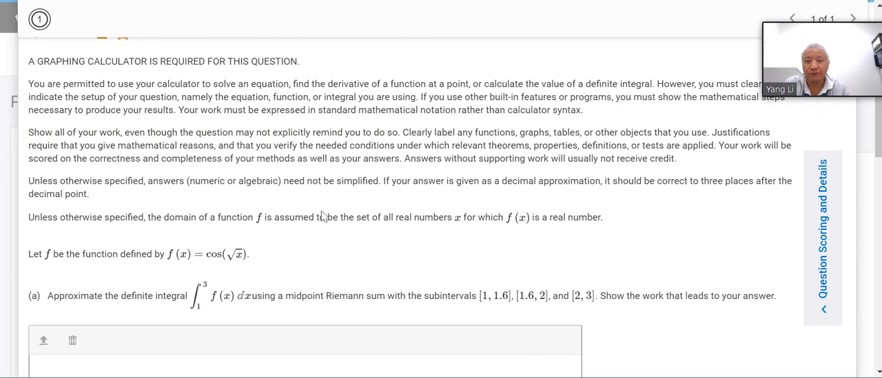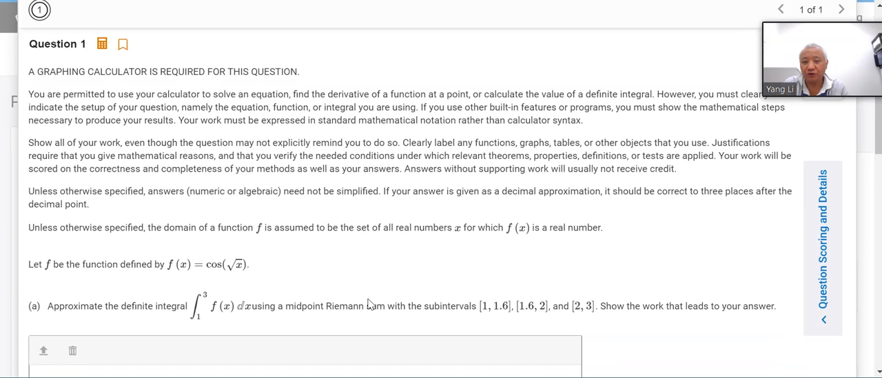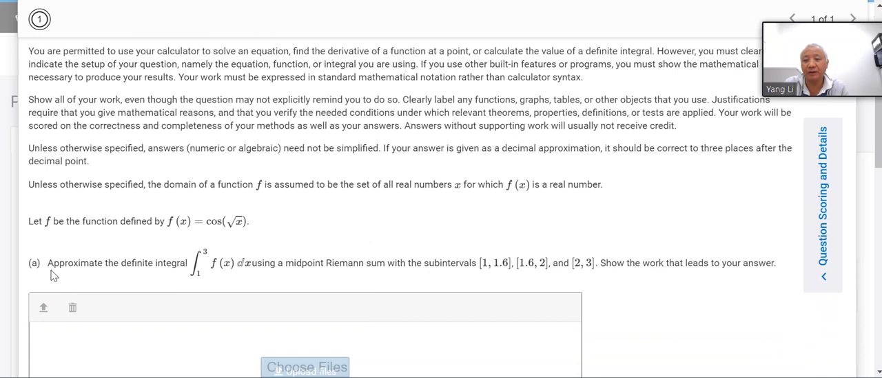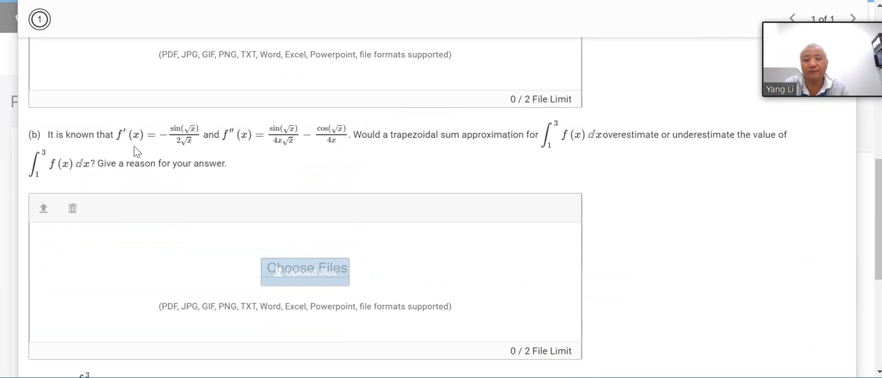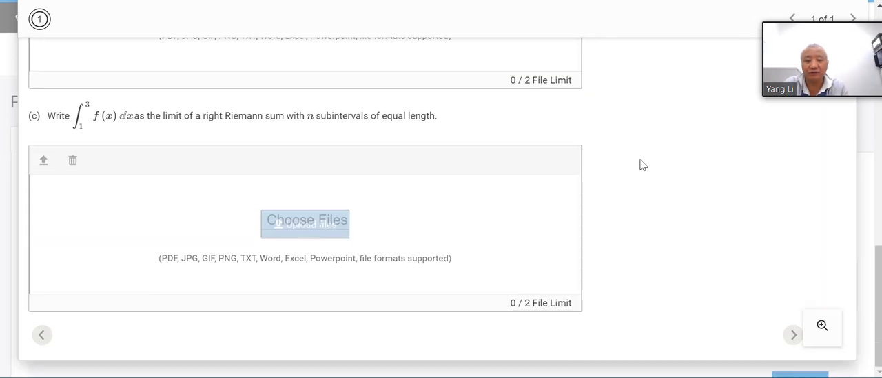Okay, for this question, I'm going to continue for this part. We just finished for this function defined by f(x) equals cosine of square root x, we found the midpoint Riemann sum for part A, and then we found the trapezoid is an overestimate. Now we have to go to the last part, which is C.